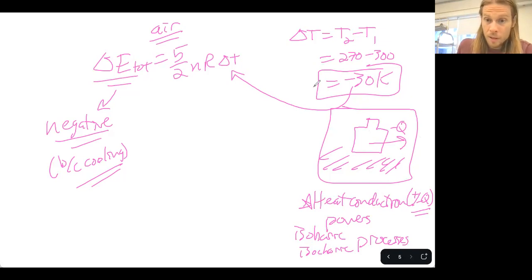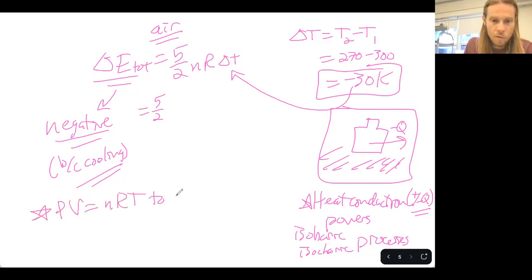Anyway, so this is negative, which makes sense. It's cooling down. Smaller number minus bigger number. This is going to be negative. Great. So let's plug it in. 5 halves. Oh, wait, what's n? Here we go. So here's where we use PV equals nRT to solve for n.